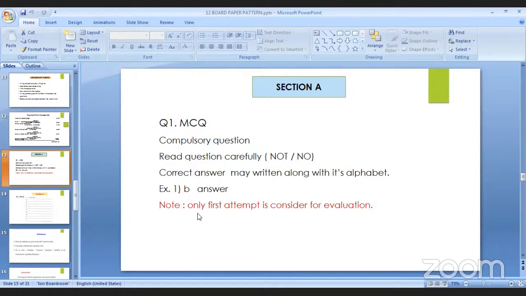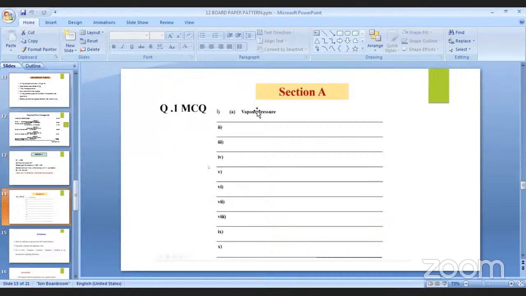But you know what? Read this note: only the first attempt is considered for evaluation. Means whatever you have attempted first, whether it is right or wrong, whether it gives you marks or not, that we will consider. The person will check. It should look like this: MCQ number 1, its alphabet and its answer. Like that, 10 questions.